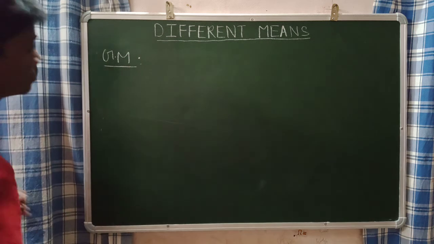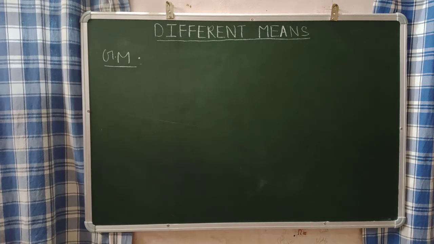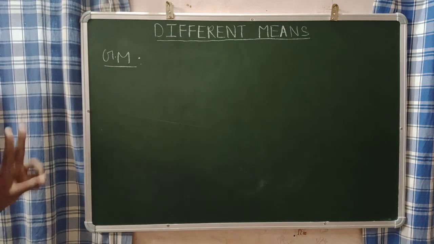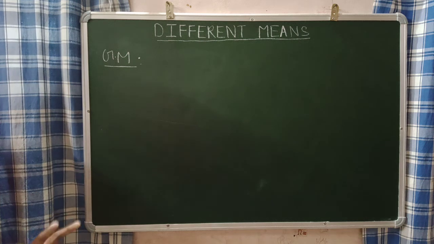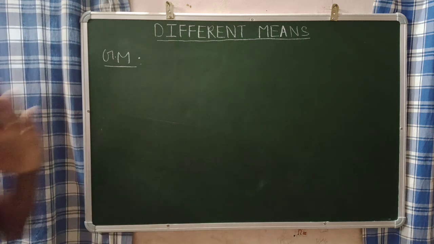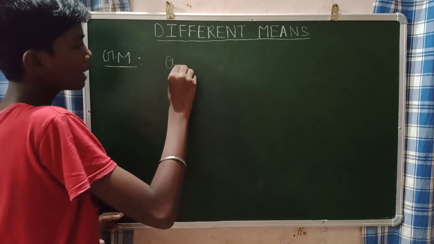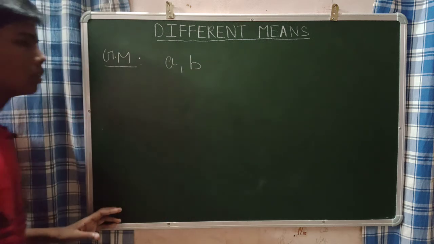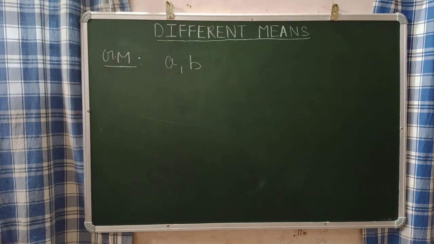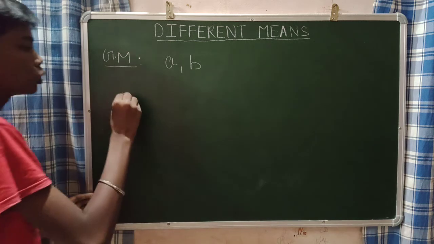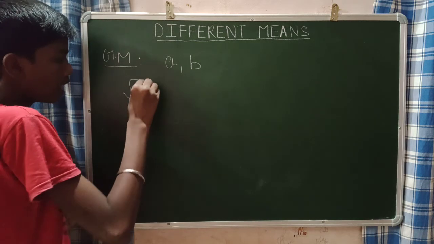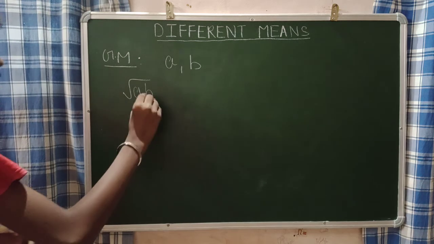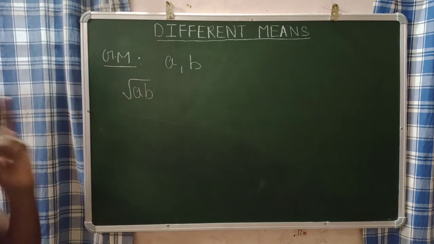Now guys, geometric mean of two positive numbers. Geometric mean of two positive numbers A and B. Let me say two positive numbers as A and B. Geometric mean of two positive numbers a and b will be nothing but square root of ab. Very important.